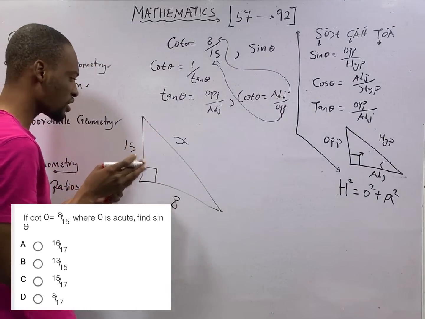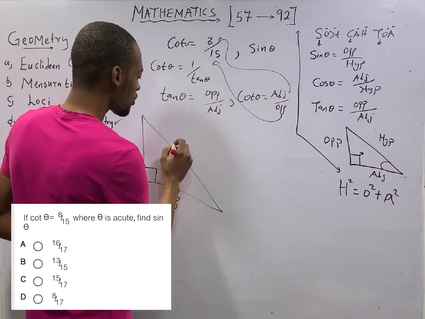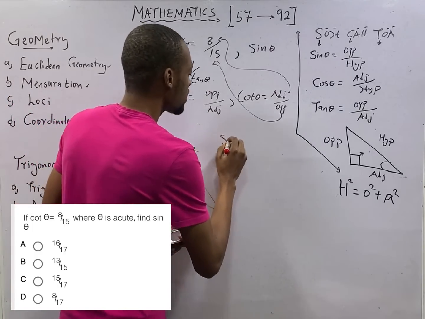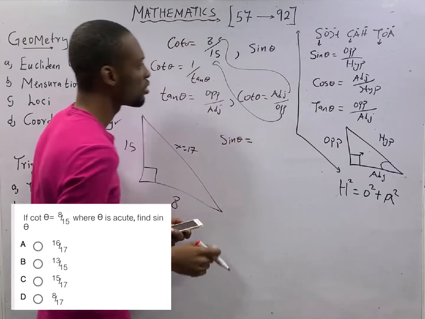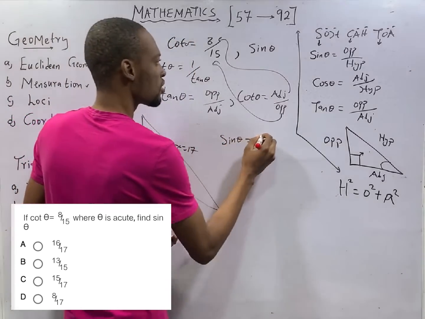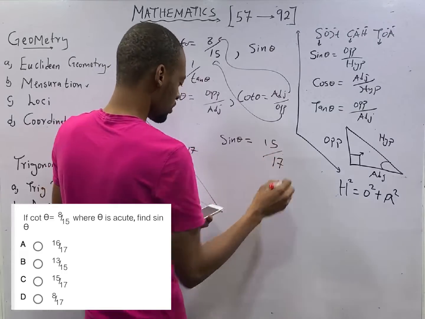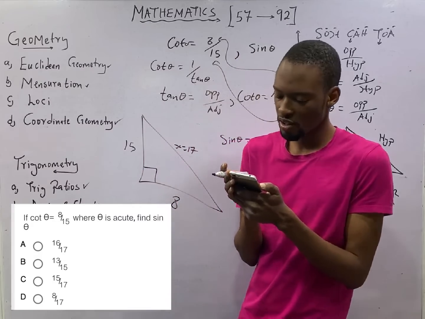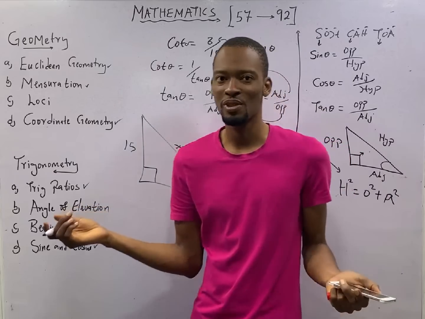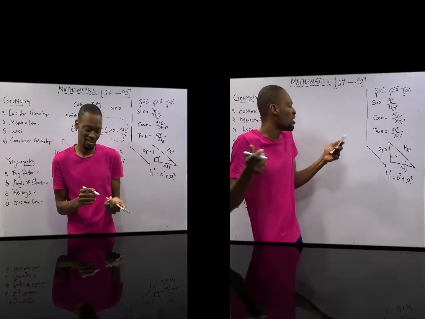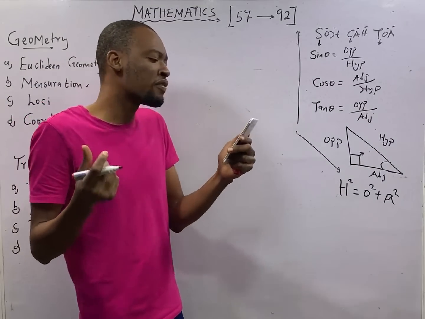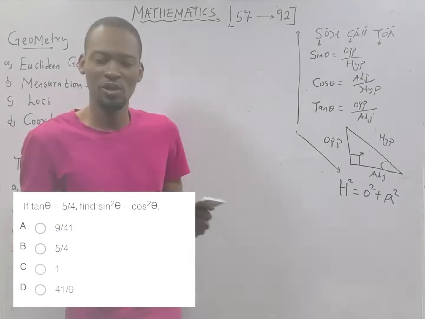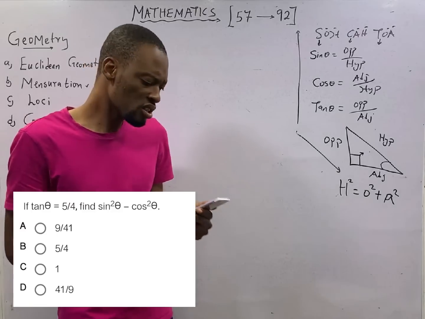From Pythagoras theorem, hypotenuse is equal to 17. So food is ready. Sin theta is therefore opposite 15 over hypotenuse 17. So 15 over 17, option C is the correct option. So simple, right? Right. If tan theta is 5/4, find sin square theta minus cos square theta.